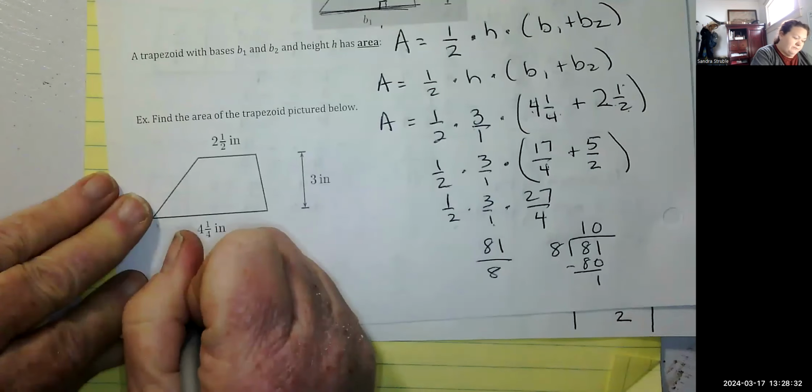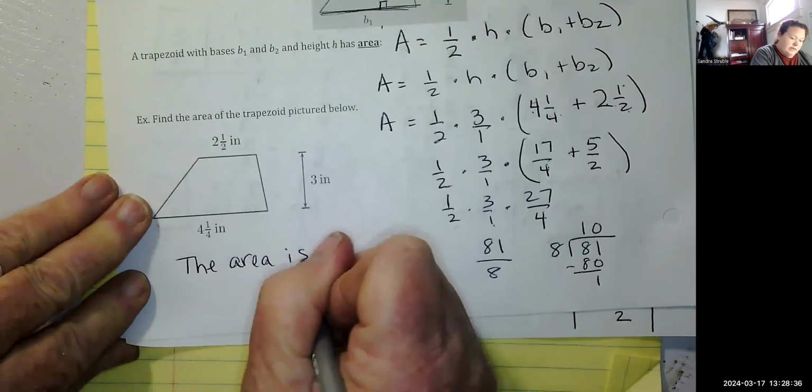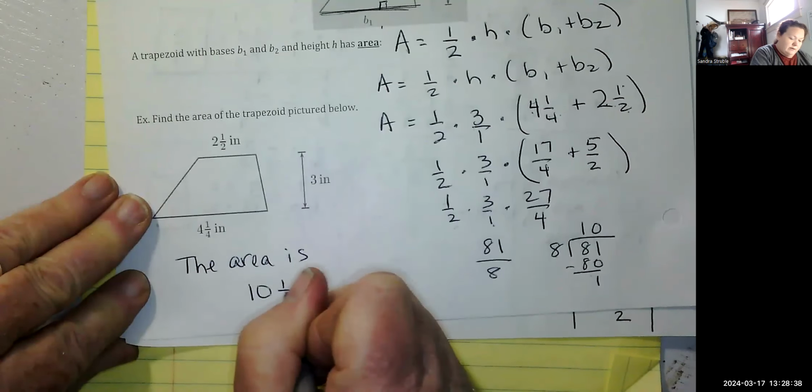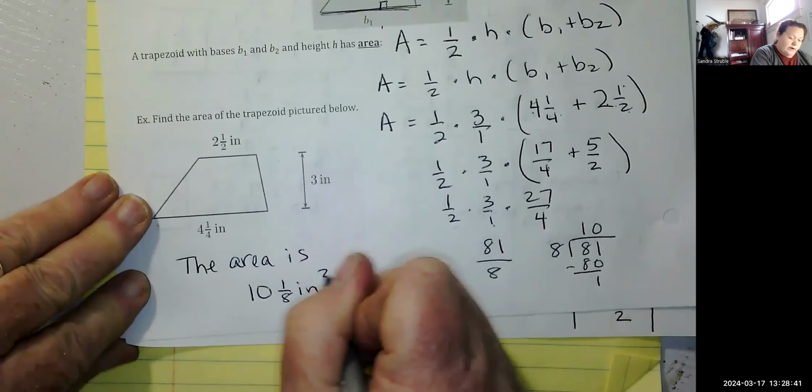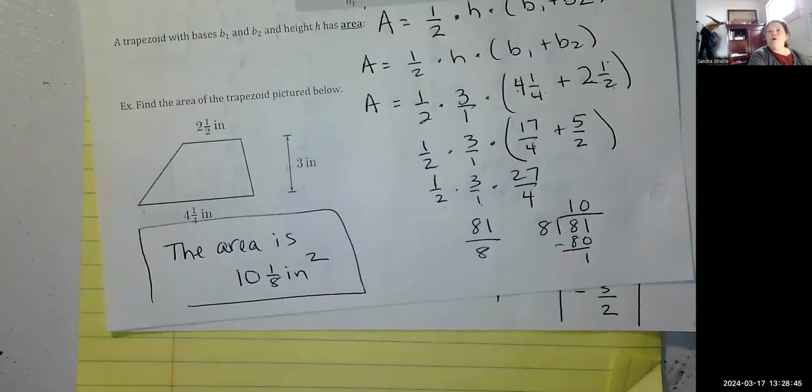Finally, the area is 10 1/8 inches squared. You could also write square inches. It is totally your call.